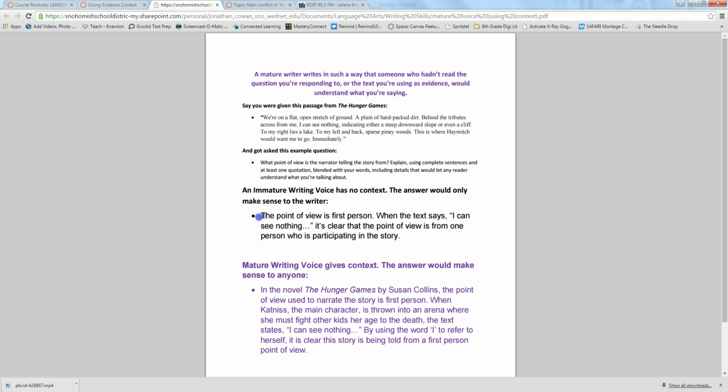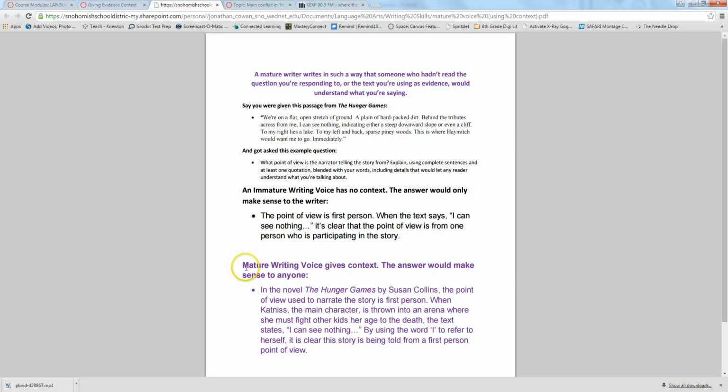But if we're talking about having a mature voice as a writer, well, let's say I come up and just pick up this piece of paper. The point of view is first person. And I'd be like, wait, what point of view? In what story? When the text says, what text? I can see nothing. I'm like, what? Who's I? What can't you see? I'm so insanely confused. It's clear the point of view is from one person who's participating in the story. Okay, that part makes sense, but everything else going on up here, I have no idea what you're talking about.